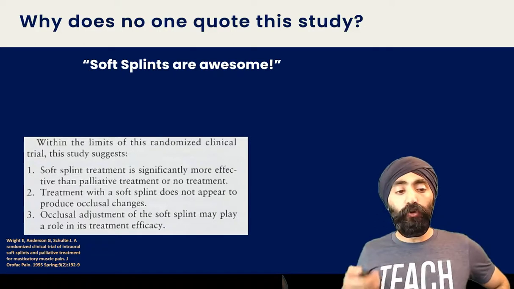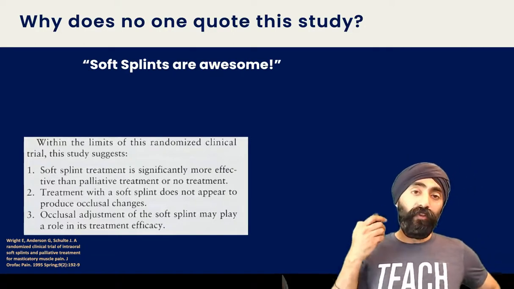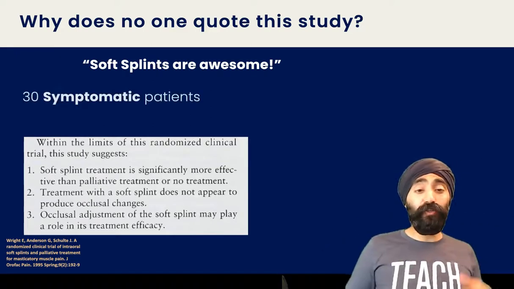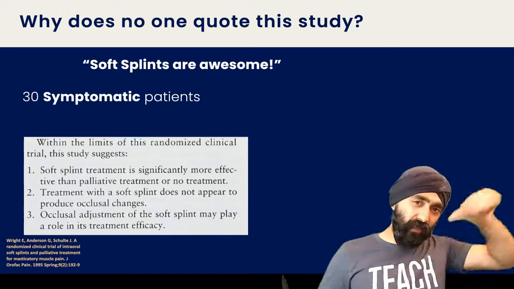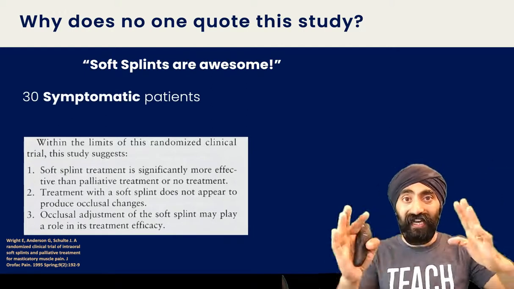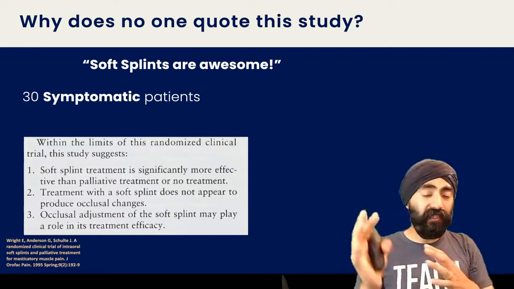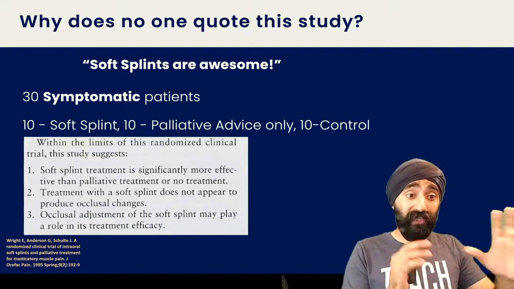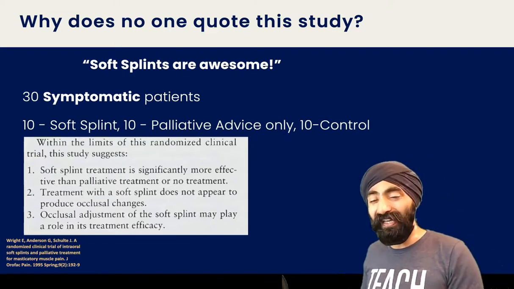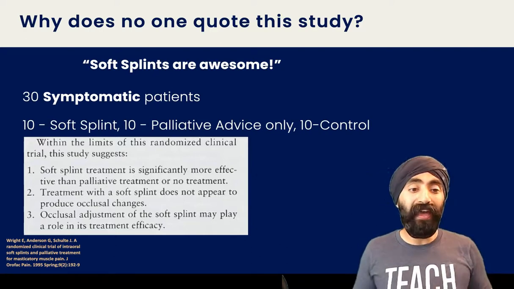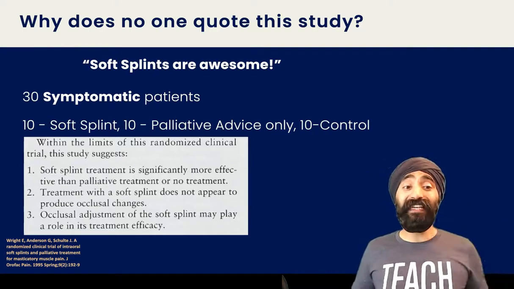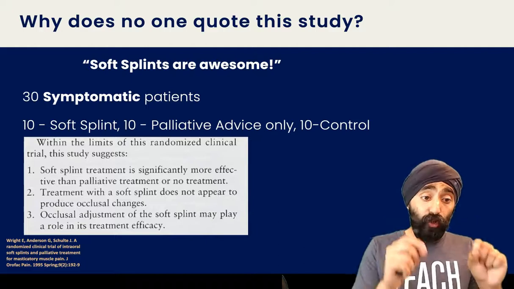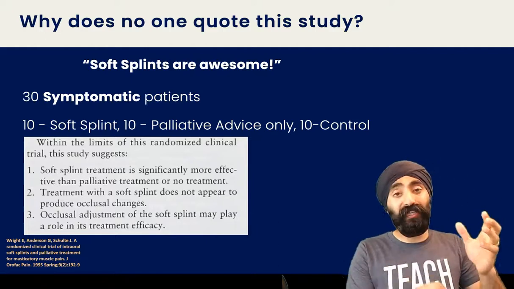However, why doesn't anyone quote this study by Wright, Anderson, and Schulte? Okay, no one ever quotes this, but it actually counters what Occlusal found. So this had 30 symptomatic patients, whereas the other study had 10 asymptomatic patients. So can you see already the variability in these studies and how difficult it is to draw good conclusions? Right? 10 people had soft splints, 10 people had palliative advice only, and 10 people had nothing. They were the control, right? And they found that people with the soft splint got significantly better compared to the palliative or no treatment, and that actually the soft splint, okay, you can adjust it on the occlusal surface.